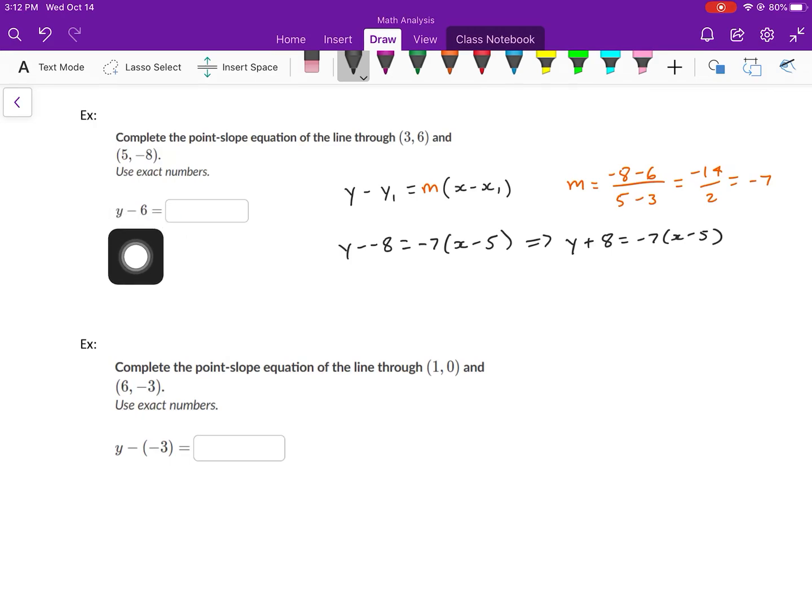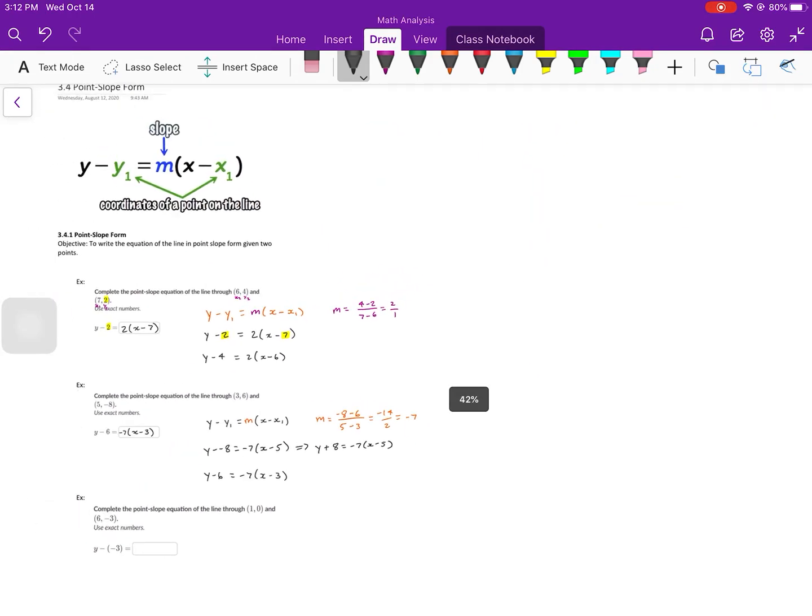But if you look at this, it doesn't say y plus 8. It says y minus 6. And some of you might be able to just jump to that one and realize that's the point that we're using. Y minus 6 equals negative 7 times x minus 3 is if we use this point here. Y minus 6, that matches up. So we're going to roll with that one. Negative 7 times x minus 3. And that's the assignment. It's a pretty simple assignment.